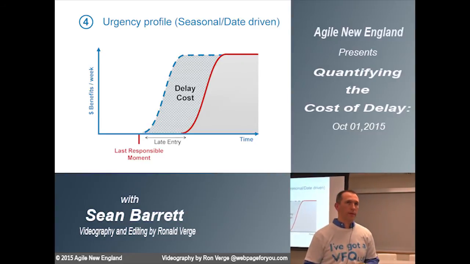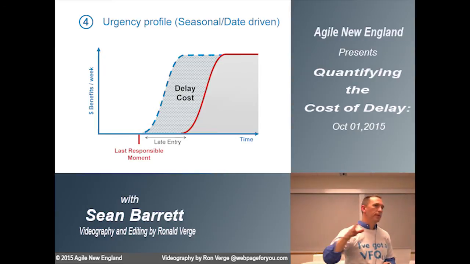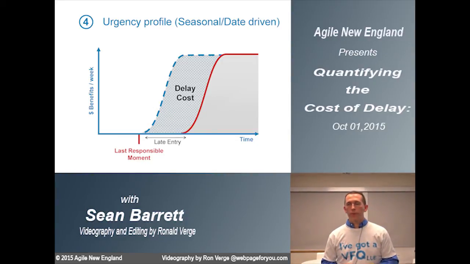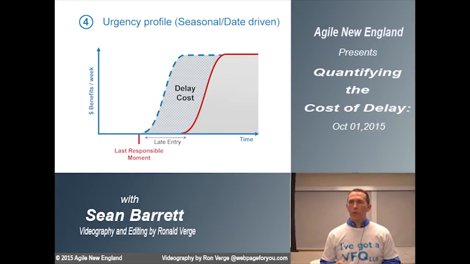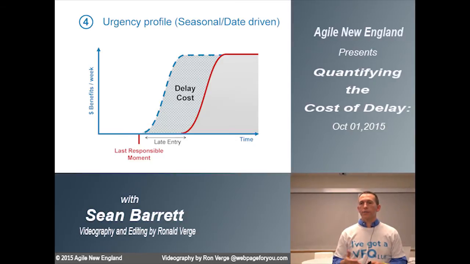And the fourth one here, the interesting point isn't actually the shape of the curve or where it sits, it's that red line in the bottom, which we call the last responsible moment. The idea here is that some of our ideas may not have any more value at all if we were to deliver them today than if we did in 3 months. If there's no cost of waiting.